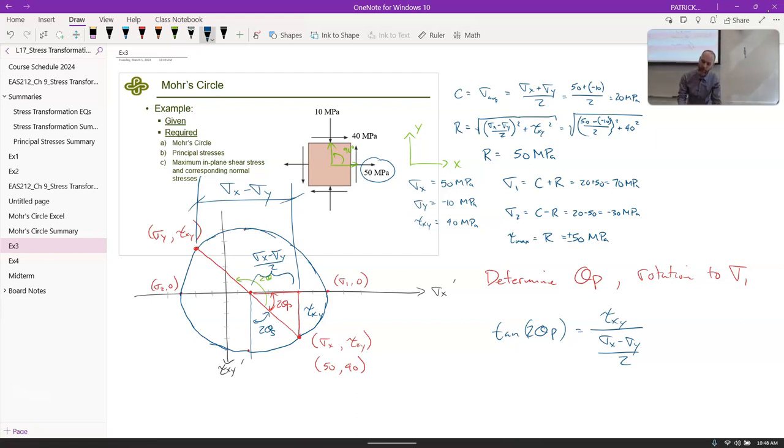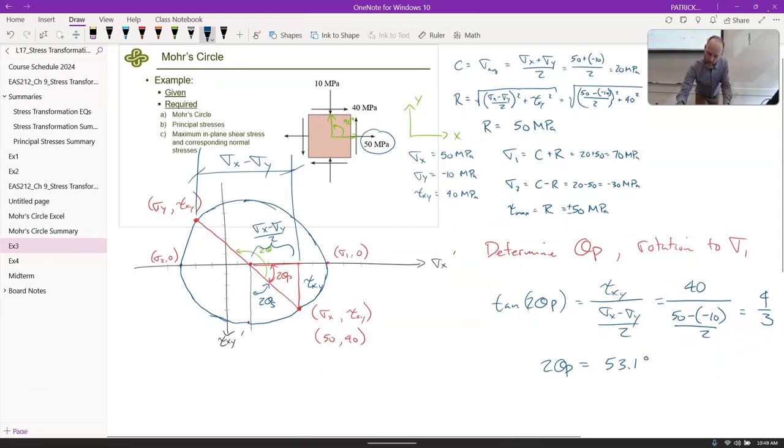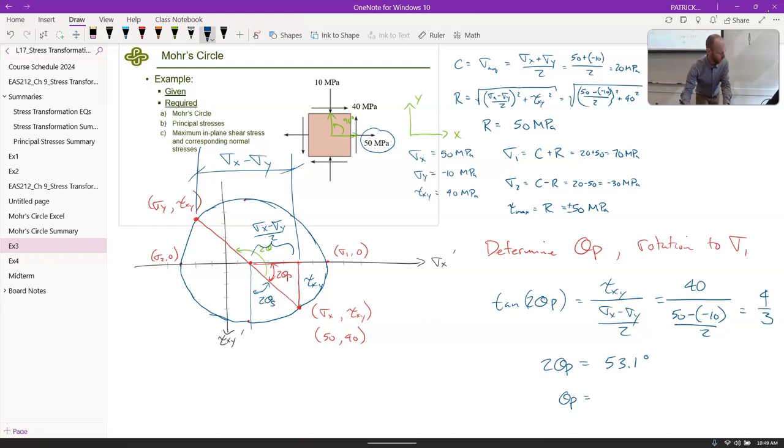Okay, so this is our equation there, tangent of 2 theta p equals tau xy over sigma x minus sigma y over 2. For this scenario, our tau xy is 40 over sigma x, which was 50, minus minus 10, all over 2. So that is 4/3. We do the arctan, that gives us 2 theta p equal to 53.1 degrees, so the actual rotation of our differential element is half that, 26.6 degrees.